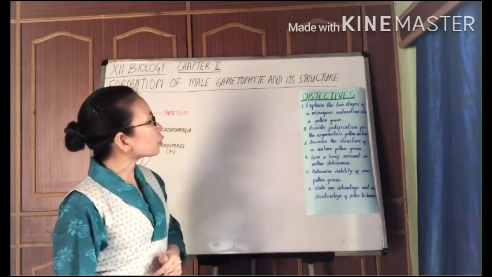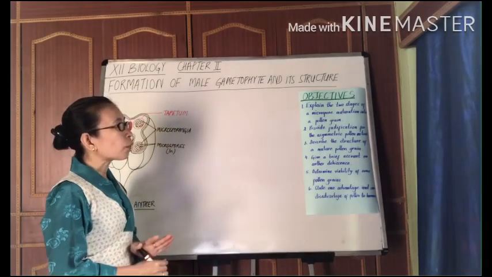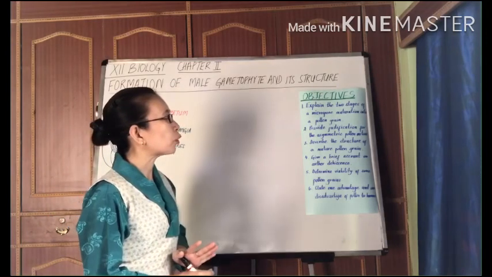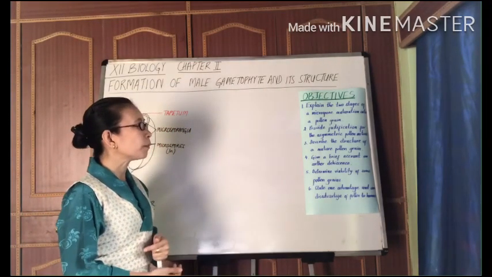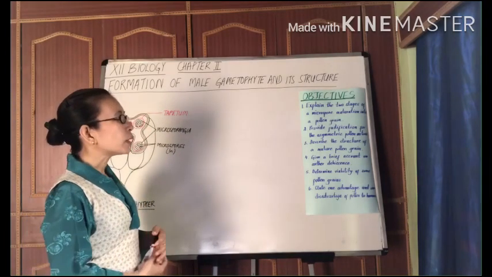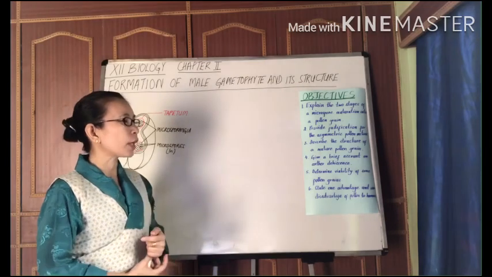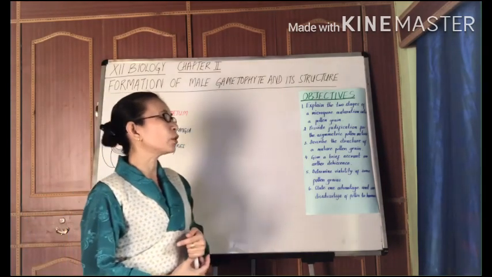1. Explain the 2 stages of a microspore maturation in a pollen grain. 2. Provide justification for the asymmetric pollen mitosis. 3. Describe the structure of a mature pollen grain. 4. Give a brief account on anther dehiscence. 5. Determine viability of some pollen grains. 6. State one advantage and one disadvantage of pollens to humans.